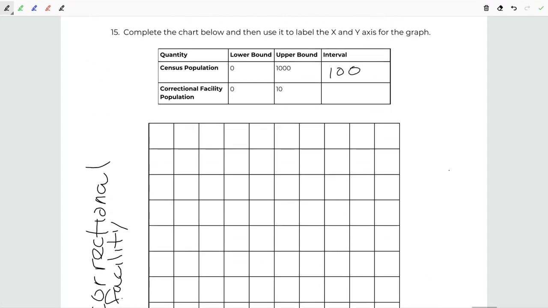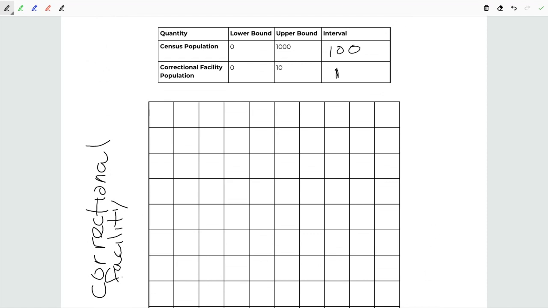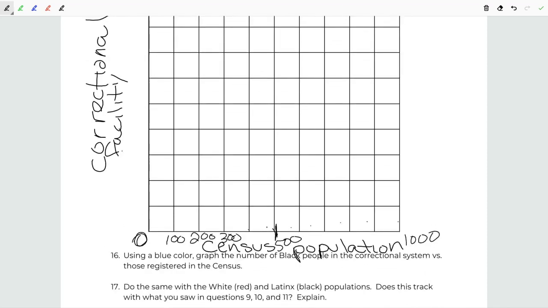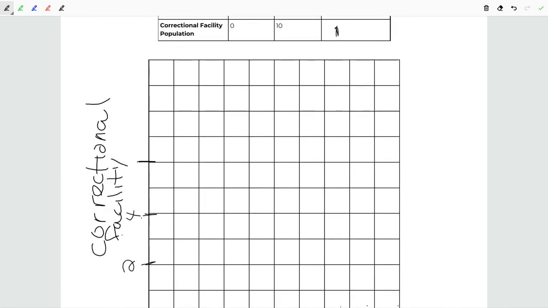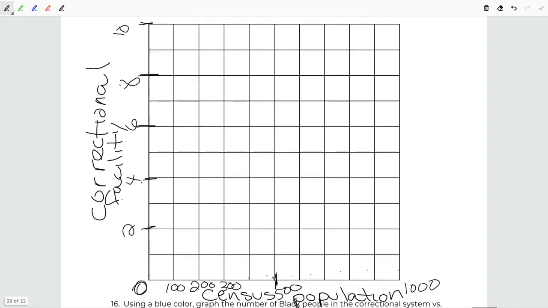For our correctional facility population, our interval is going to be 1. So again, we just label our graph. You can label them every 1 or every 2 or every 5. That's really up to how you visually perceive the graph. I wouldn't label them fewer than 5 because it gets really hard for your eyes to just quickly pick out the spaces in between for anything larger than 5. But 2s or 5s or every single one is acceptable.